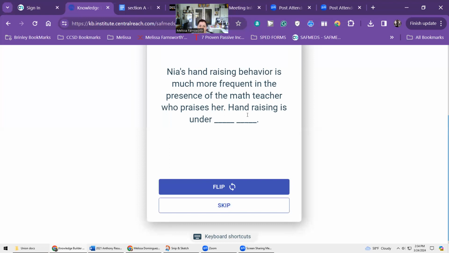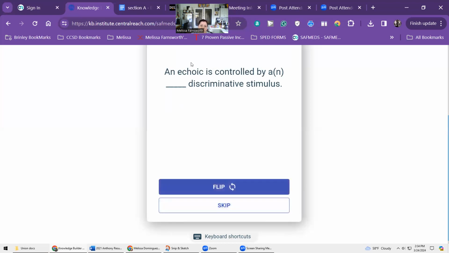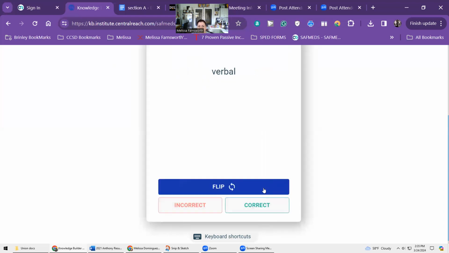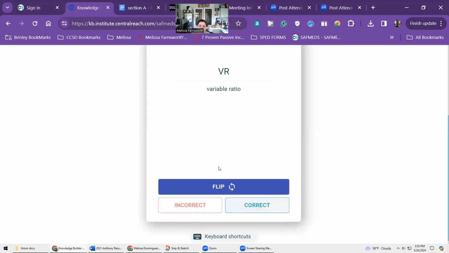Nia's hand-raising behavior is much more frequent in the presence of the math teacher who praises her. Hand-raising is under blank blank. Stimulus control. An echoic is controlled by a blank discriminative stimulus. Verbal. Copying a text is a blank verbal operant. Elementary. A schedule that provides reinforcement an average of every 6 responses is a blank. Variable ratio, VR.